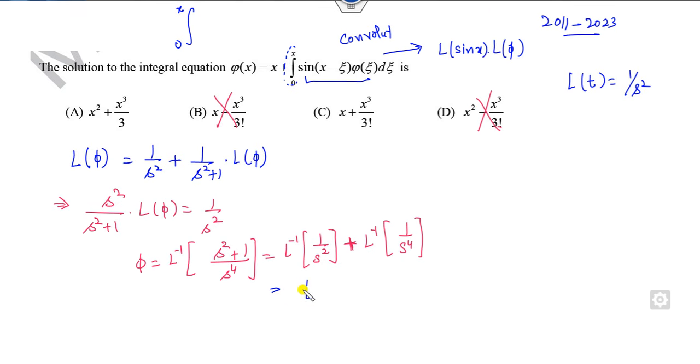Now what is the answer of this? The inverse Laplace of this is t, or you can write it in terms of x. What is the inverse Laplace of 1 by s to the power 4? I can multiply and divide by 3 factorial. So it is 1 by 6 of x cubed, so t plus t cubed by 6 is the right answer.